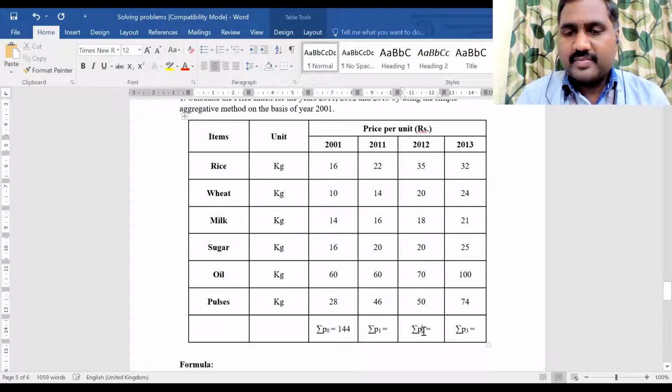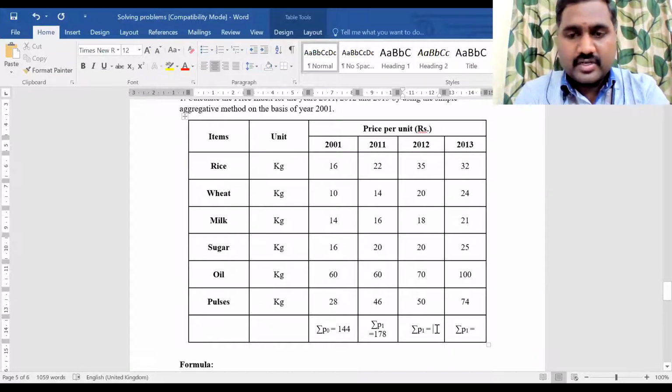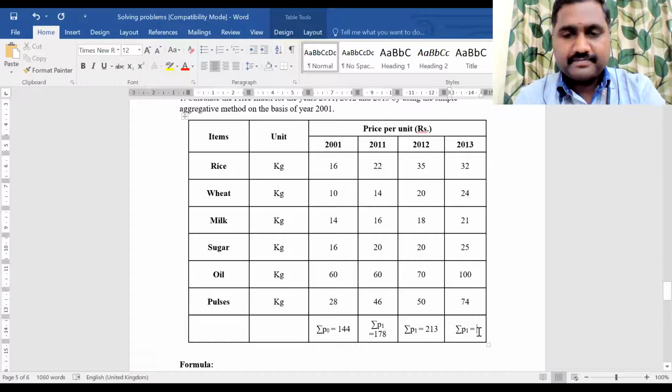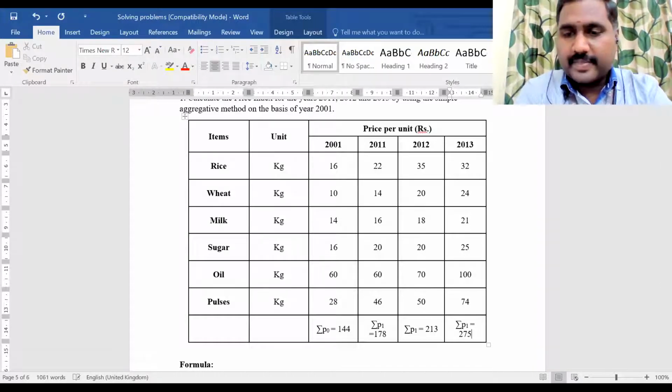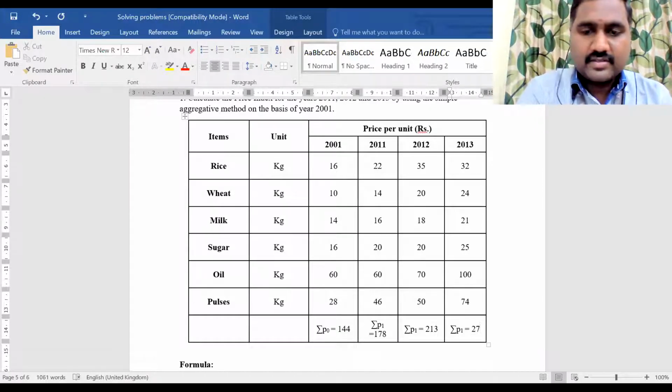Similarly, we need to calculate P1. Here also it will be P1 only, not P2, because we need to find the price index for different years. What is the summation of all the prices of 2011? 178. Okay. And what is the summation of the prices of items of 2012? 213. Okay. And for 2013? 276. Okay, now we got the totals.